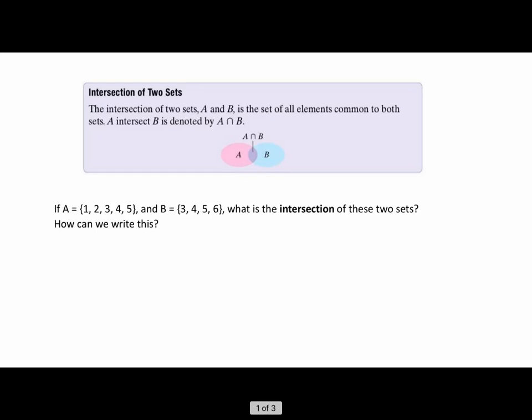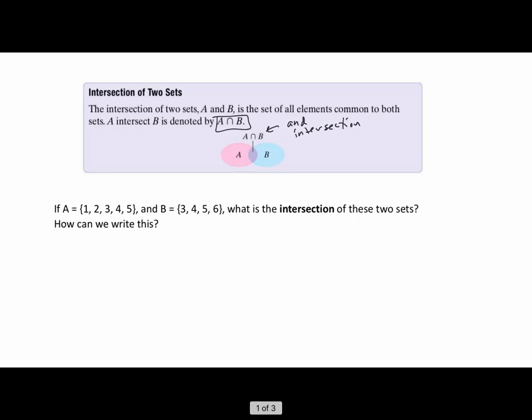The intersection of two sets, A and B, is the set of all elements common to both sets. So A intersect B can be written as A and B. So that's what that little symbol there means in mathematics. It means "and," or intersection of sets. It's where the sets have something in common.